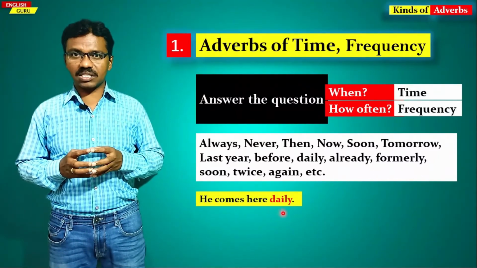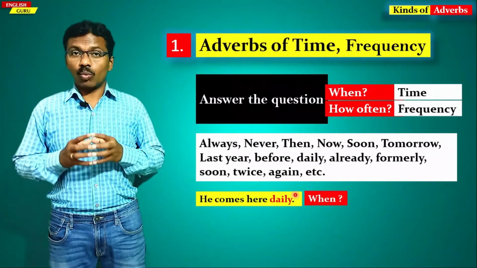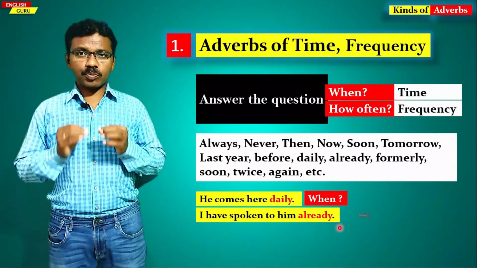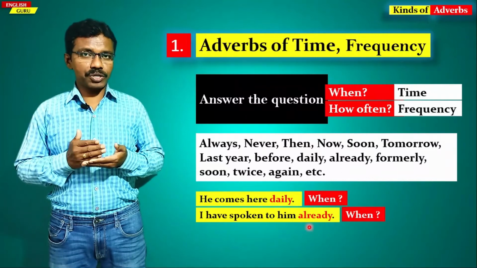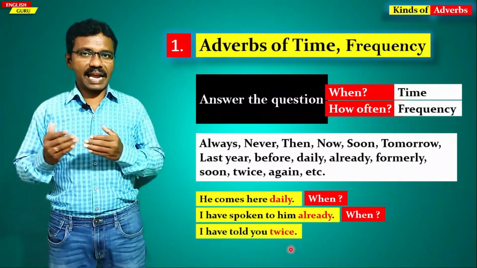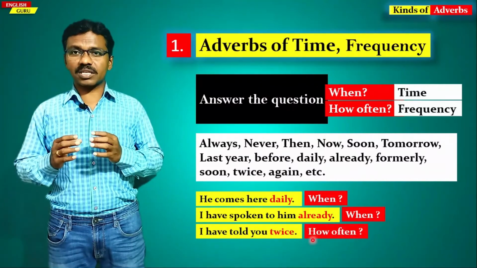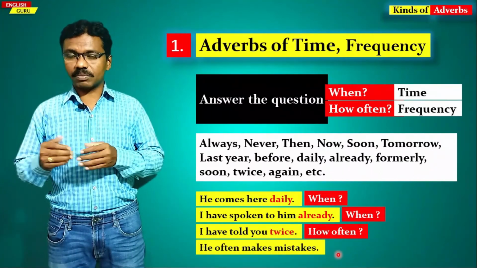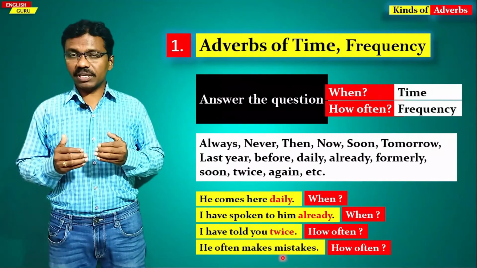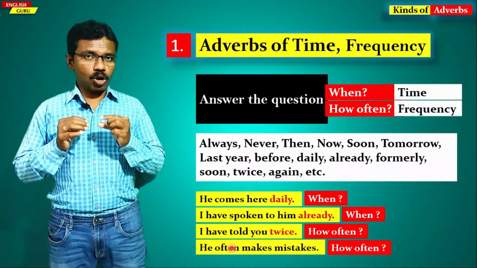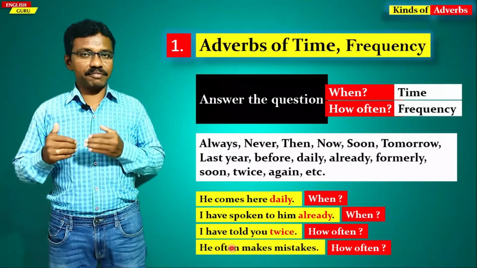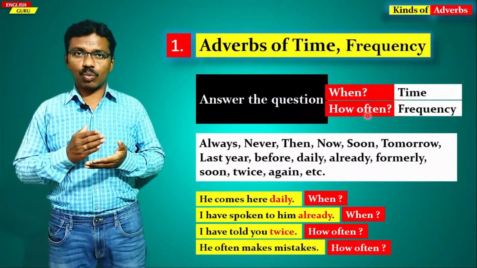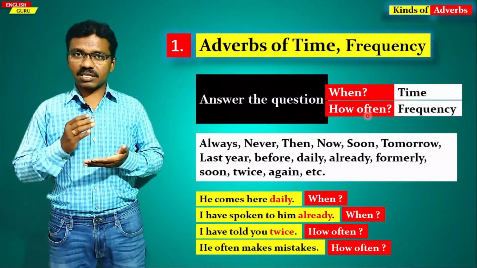For example, in the sentence, he comes here daily. When does he come? Daily. So the word daily is an adverb. In the next sentence, I have spoken to him already. When have I spoken to him? Already. So already is an adverb. I have told you twice. How often have I told you? Twice. The word twice is an adverb. He often makes mistakes. How frequently does he make mistakes? Often. So the word often is an adverb of time and frequency. So adverbs of time and frequency answer the questions when or how often something happened.